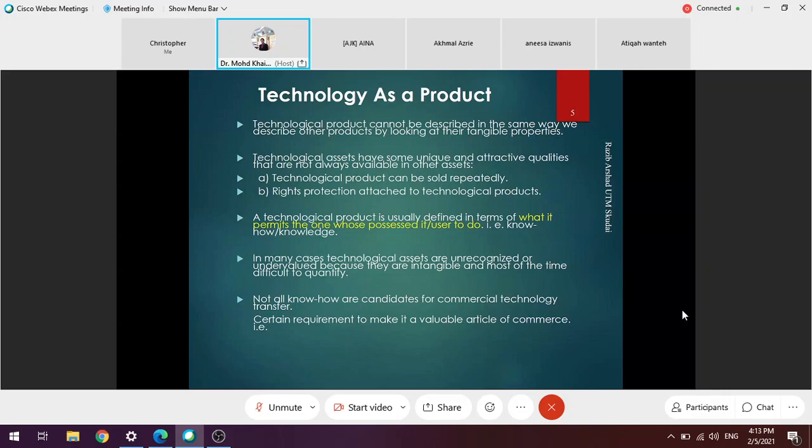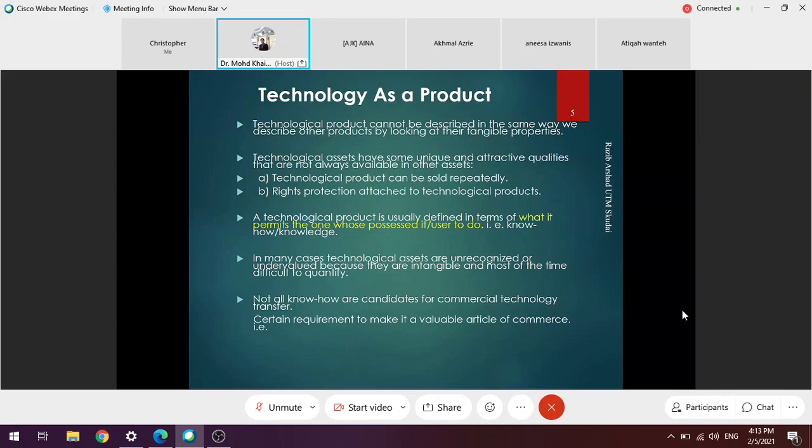So technological products normally can be sold repeatedly. But in the case of technology transfer, sometimes we can only sell the product once for a lifetime. It could happen. For example, nuclear technology and so on. So, rights protection attached to the technological products.